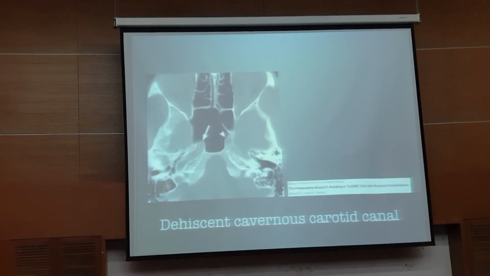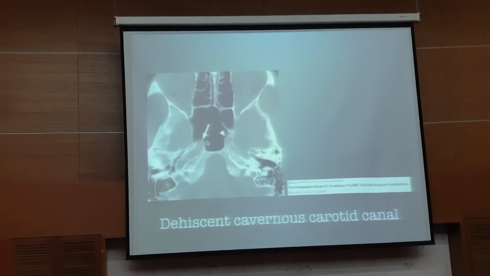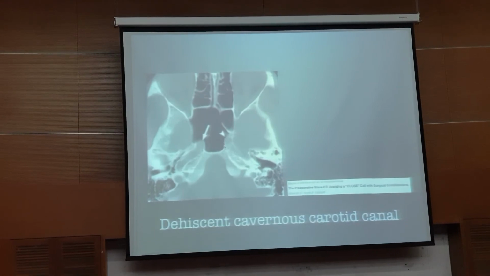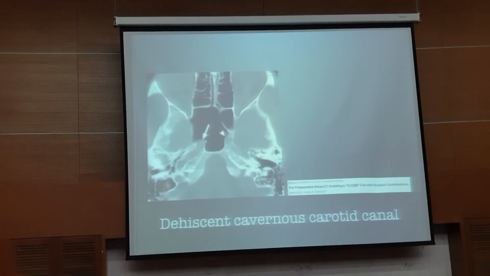Occasionally, and again not very common, you can see what could be potentially very scary, a dehiscent carotid canal. So you can see here, the carotid canals tend to protrude a little bit into the sphenoid sinus. They should have bony covering all over them, but you can see that this one is not completely covered by bone. So this could be highly, highly scary if you're not aware of this.